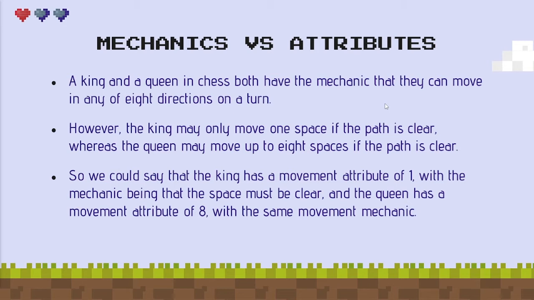So, ibig sabihin, for the king, ang movement attribute niya is 1. Ibig sabihin, it can only move one space at a time. Pagdating naman dun sa queen natin, it has a movement attribute of 8. So same movement mechanic sila, the space must be clear. Okay?